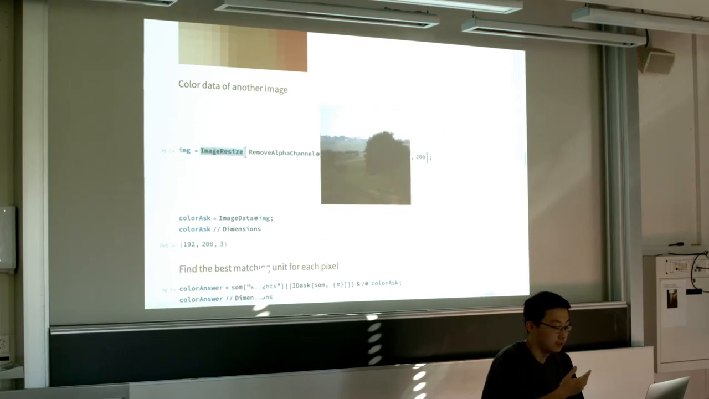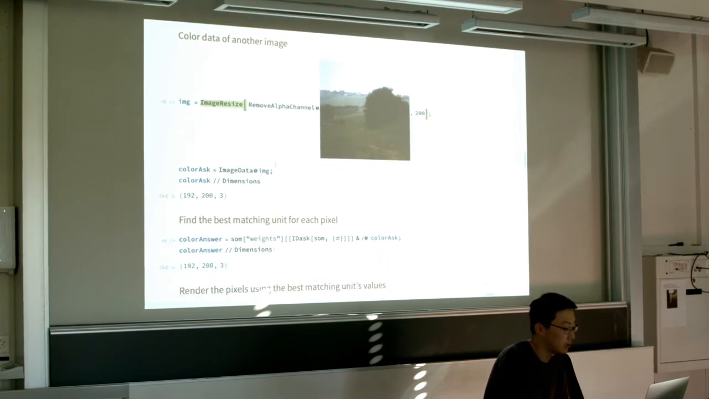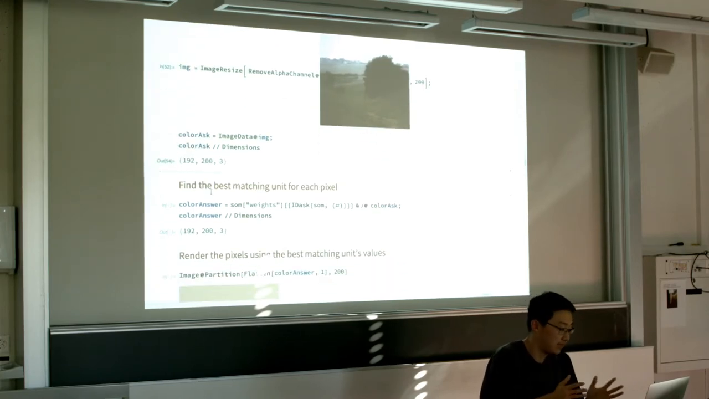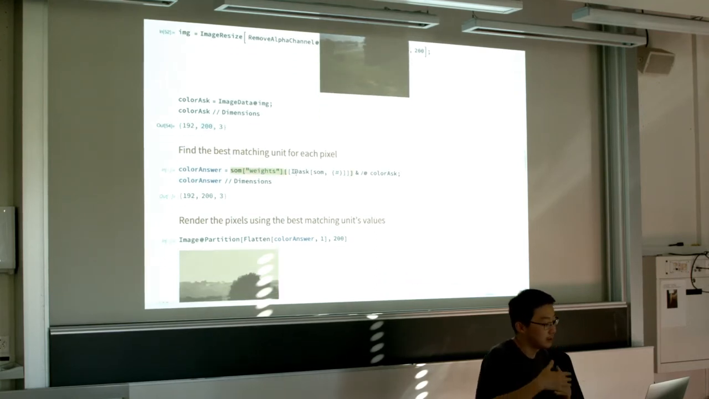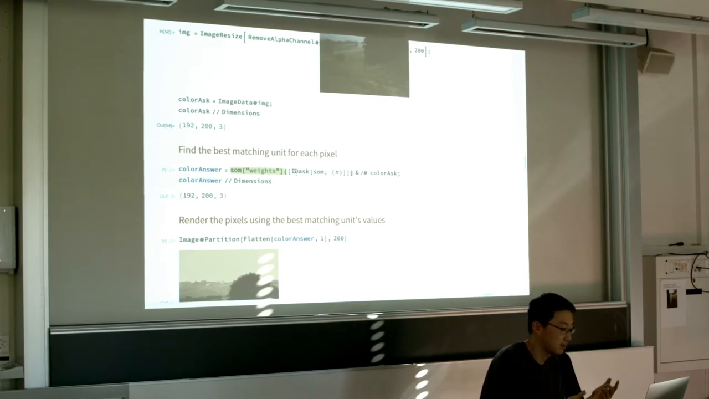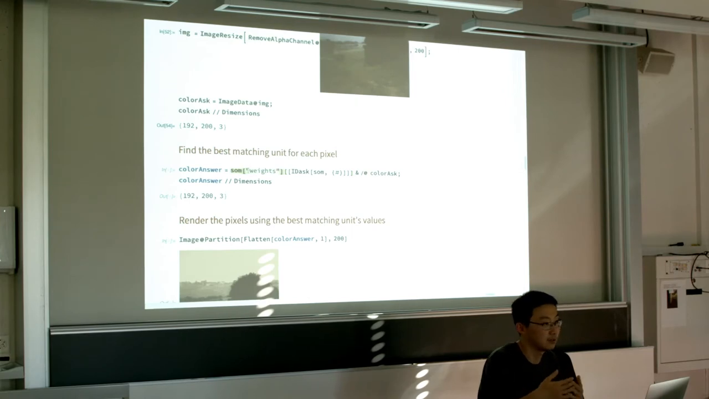Because of the computational time, we resize this image to a relatively small size so that we don't have this many pixels to deal with. Again, we take the image data, and this time we don't need to flatten it. We keep it as it is. So it's a 192 by 200 by 3 matrix, and then we feed all these values to the self-organizing map, and the self-organizing map gives us the answer, like what's the most similar value of each pixel we have.